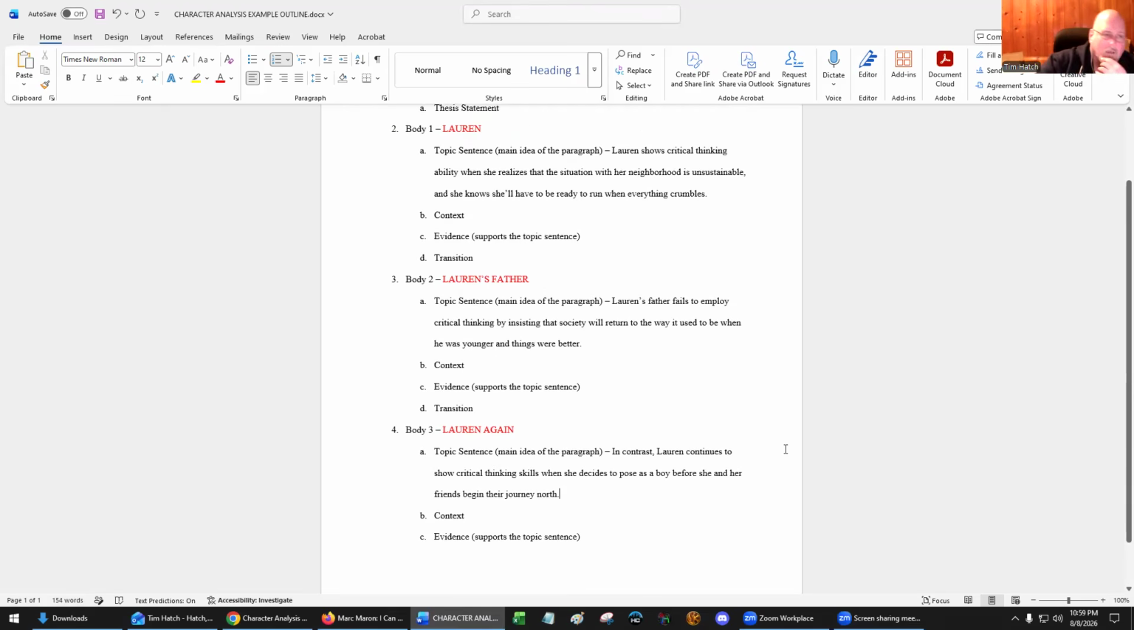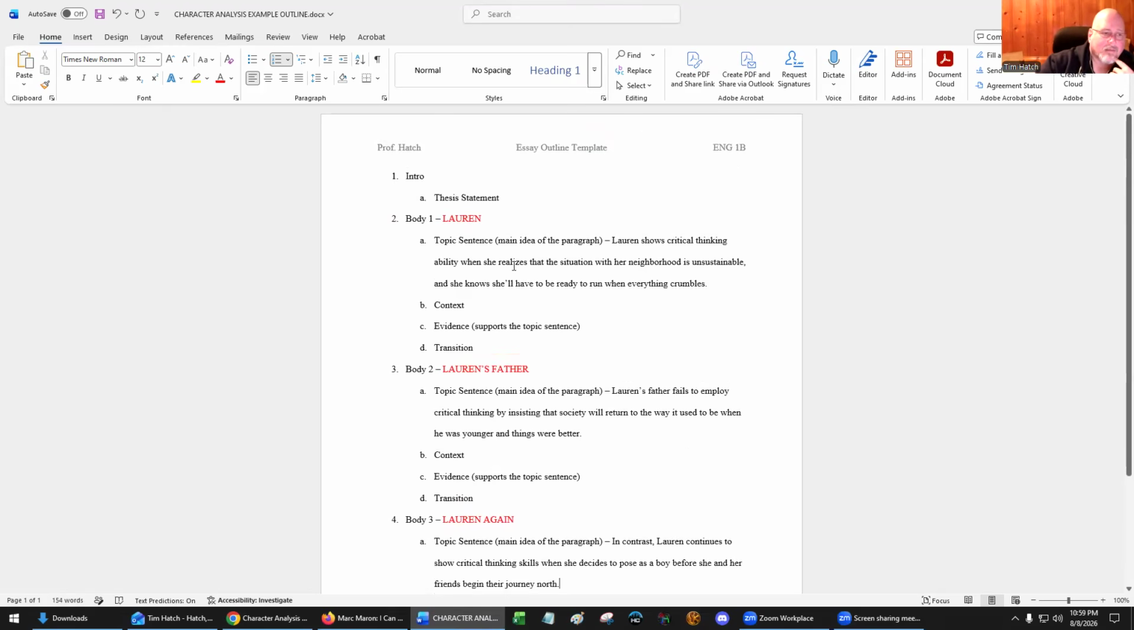So now we've got the three topic sentences. Let's actually look at the thesis statement. The thesis statement is put together from the three topic sentences. However, there's a lot of information here, and I don't think you actually need to give the specifics of the critical thinking or the failure of critical thinking.